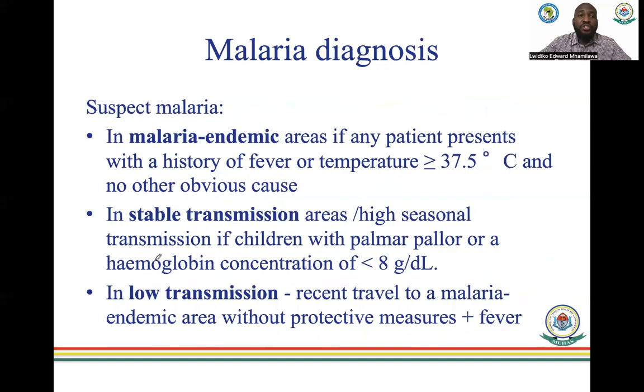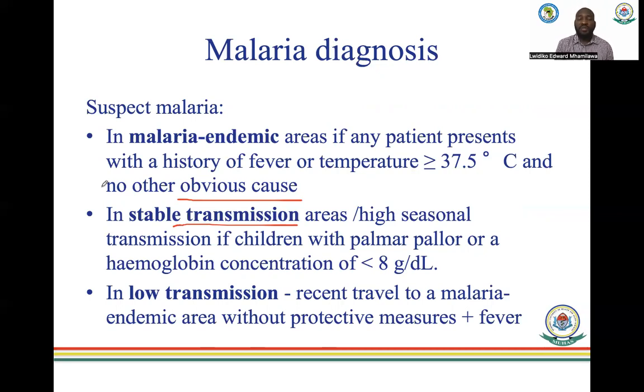So suspected malaria in an endemic setting, this is when any patient presents with fever or history of fever and has no other cause, you suspect malaria, and then you go with test and treatment. And if it is within a stable transmission setting, where there is high seasonal transmission, you look at every child who has palmar pallor or hemoglobin concentration of less than 9, you have to suspect that this person may have malaria, and then you test, and if they are positive, you treat them.